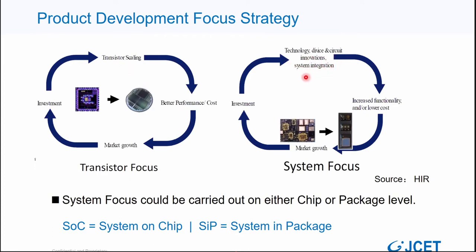big picture level. The system focus can be carried out at either the chip level or the package level. The chip level is SoC, which means system on chip, and the package level is SiP, system in package. For example, the latest progress is TSMC's SoIC, which is a kind of 3D SoC.